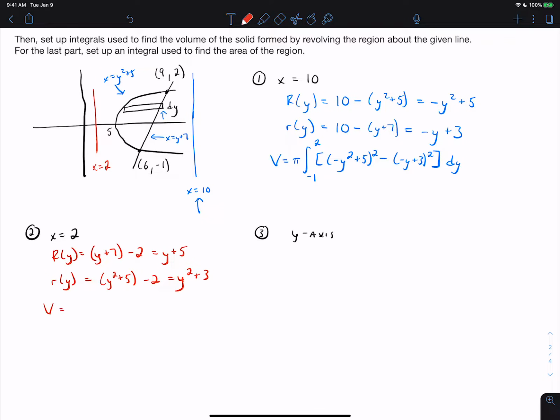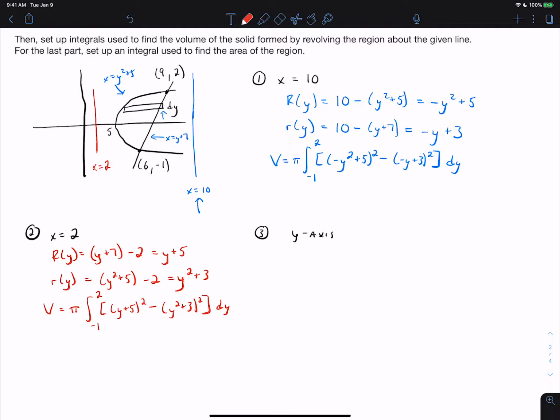This is disk washer method, so volume is pi times big R squared minus little r squared. That gets us pi times (y plus 5) squared minus (y squared plus 3) squared dy, and we're going to add them for all the y's in the region, which go from -1 to +2.